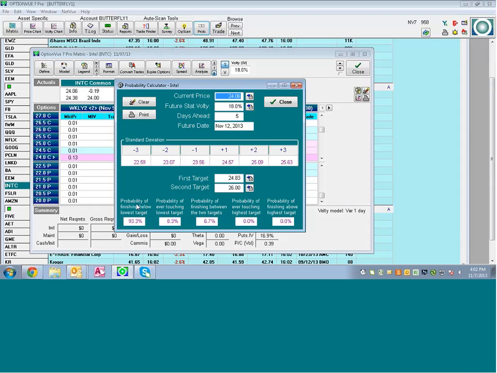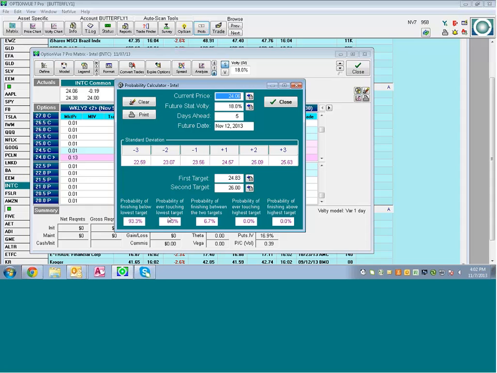So let's look at this. Probability of finishing below the lowest target. The lowest target meaning 24.83. The probability of us finishing below that is 93.3%. So the chances are, and I like to call the probability calculator the chances are screen, the chances are that the stock's going to be below 24.83 by 5 days from now. We got a 93% probability of the stock being below, 93.3%.